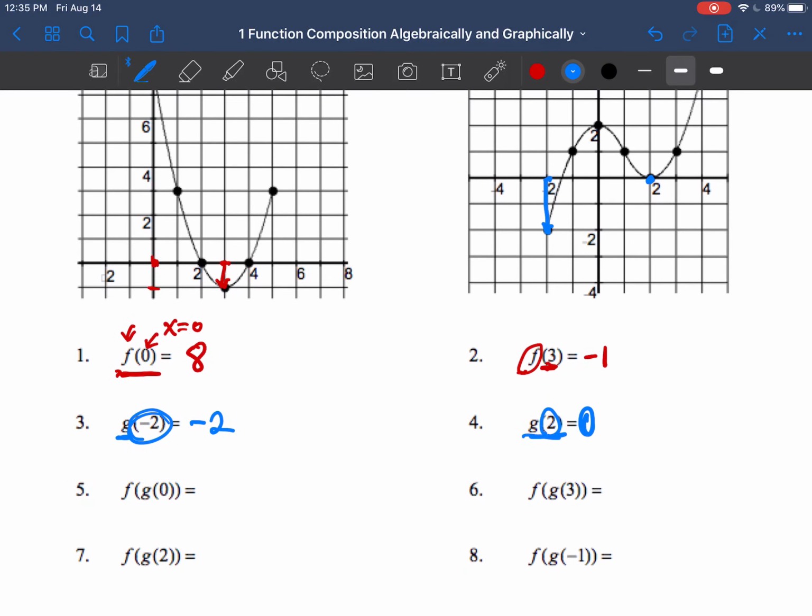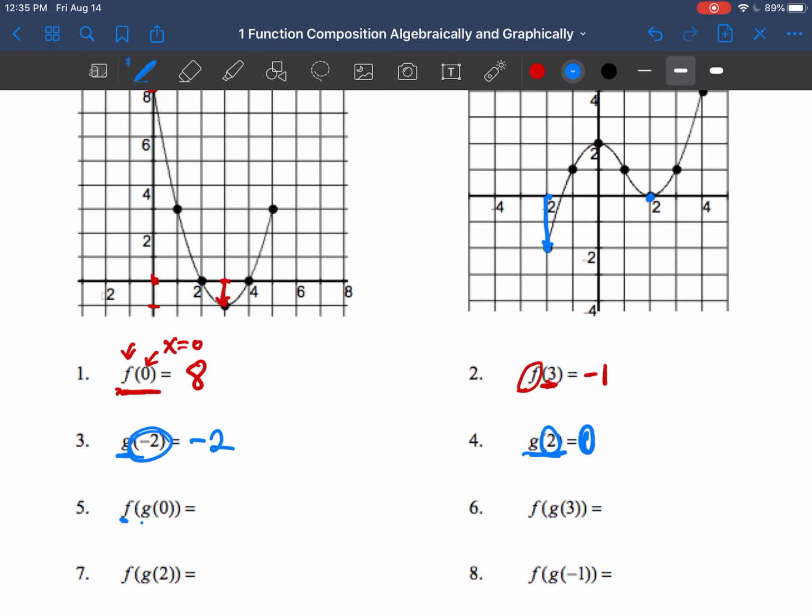And now looking at 5, 6, 7, and 8, we see f and g. Whenever you see two functions applied to one input, you have to apply them in the order in which they appear next to the input. Okay, and so here we see a g of 0. We have to figure out g of 0 first.